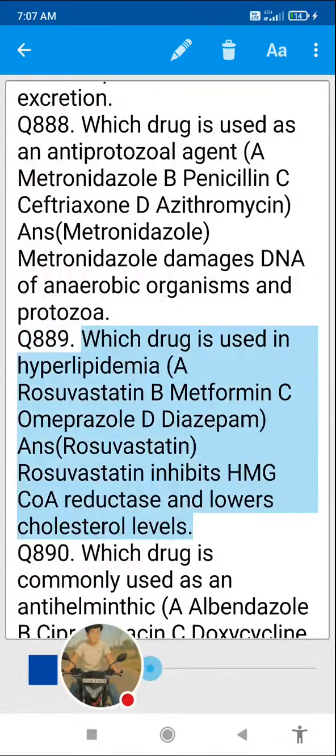Q889. Which drug is used in hyperlipidemia? A. Rosuvastatin. B. Metformin. C. Omeprazole. D. Diazepam. Ans. Rosuvastatin inhibits HMG-CoA reductase and lowers cholesterol levels.